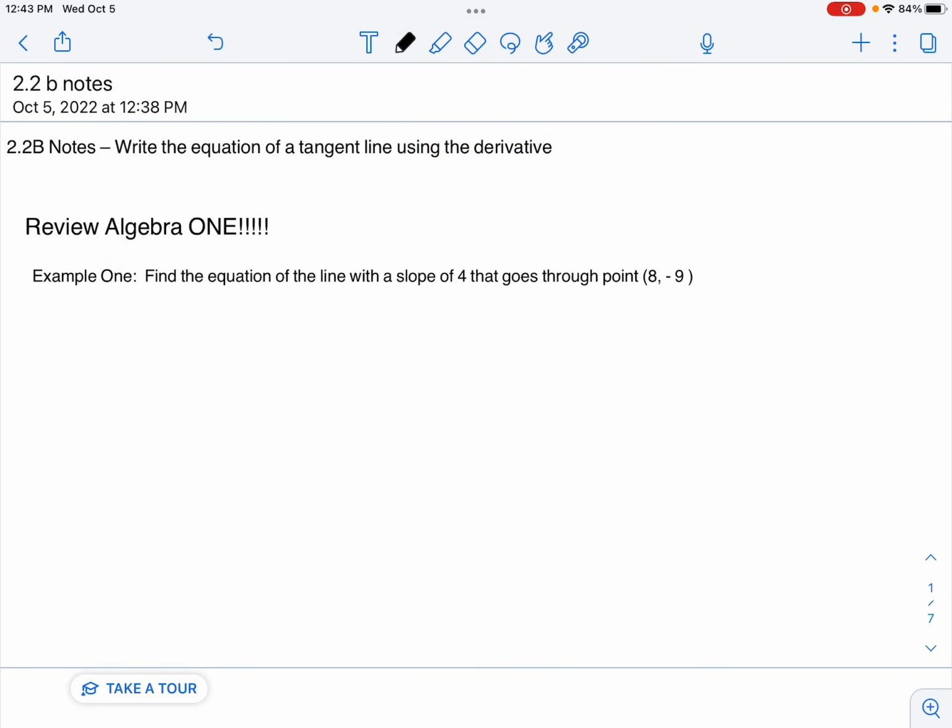The review of Algebra 1 that we're asked to do is find the equation of the line with a slope of 4 that goes through (8, negative 9). There's probably two equations. There's one equation that is the most familiar to you, that you think of immediately when you're asked to write the equation of the line, and that is y equals mx plus b, where m is our slope and b is our y-intercept. That one tends to be the most popular.